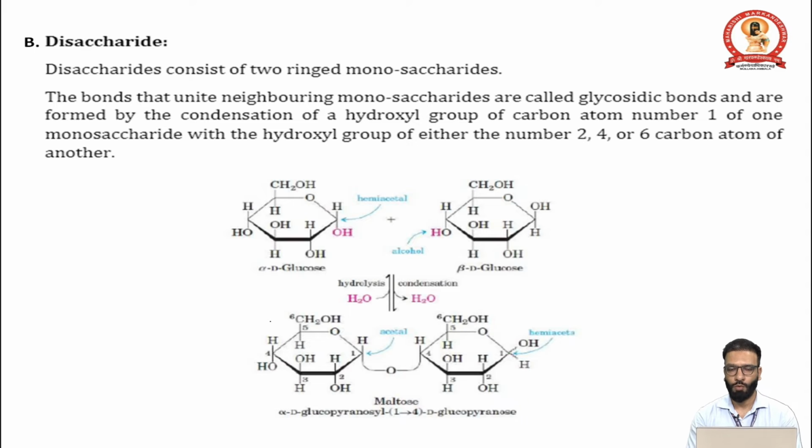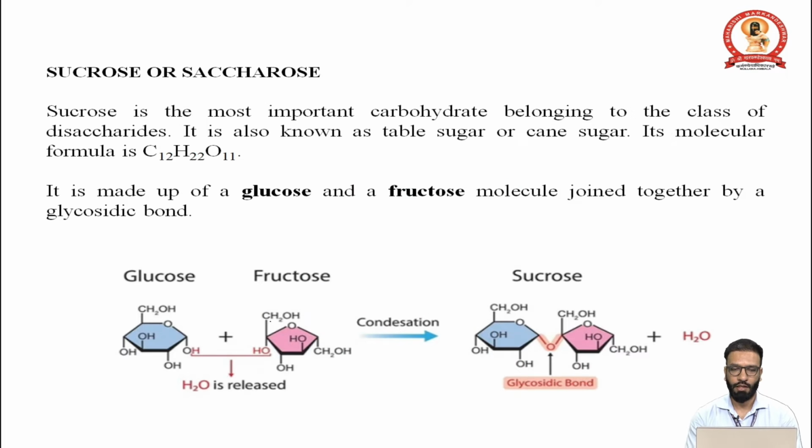So here we have these two glucose molecules, and these are two simple sugars or two monosaccharides. They are forming a bond, a condensation reaction is happening, and we are getting the disaccharide, and this disaccharide is maltose. Similarly, we have lactose or sucrose. These all are disaccharides. Like here we have shown the sucrose. Sucrose is a disaccharide of glucose and fructose.